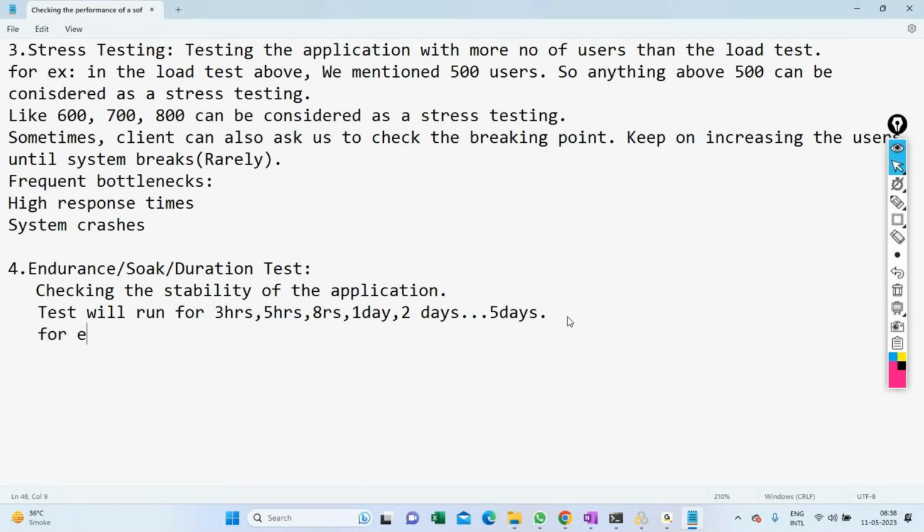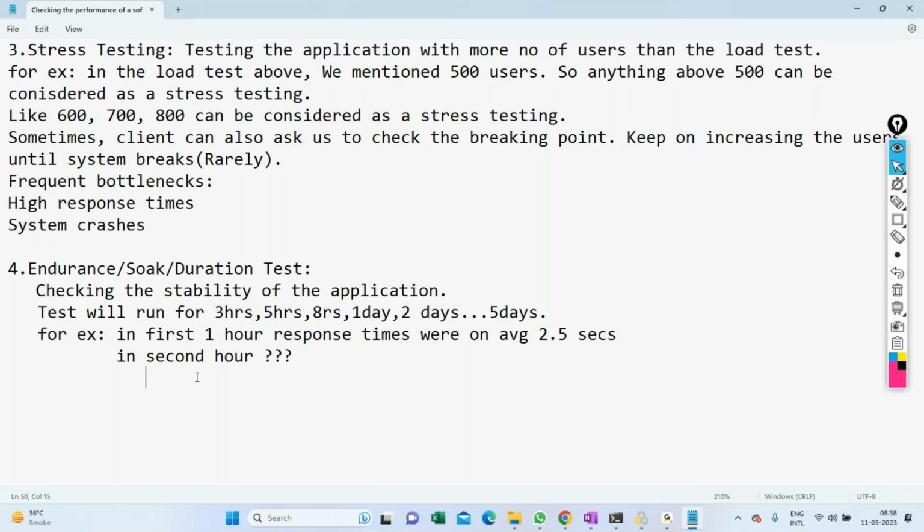So for example, in first 1 hour, the response times, on an average, let's say 2.5 seconds. I'm just taking for one transaction on an average, 2.5 seconds. In the second 1 hour, what is the response time? In third 1 hour, what is the response time? Like that, you have to verify.